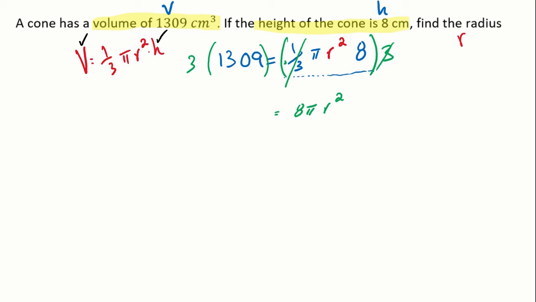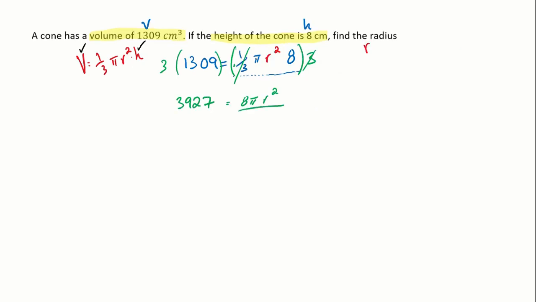And on the left side, I have 3927. So the next step is to divide everything by 8 pi. And I'm going to go ahead and divide both sides by 8 pi at the same time. So divide the right side by 8 pi, left side by 8 pi. On the right side, the 8 and the pi cancel, and I'm left with r squared, or radius squared. On the left side, 3927 divided by 8 pi gives us 156.25.